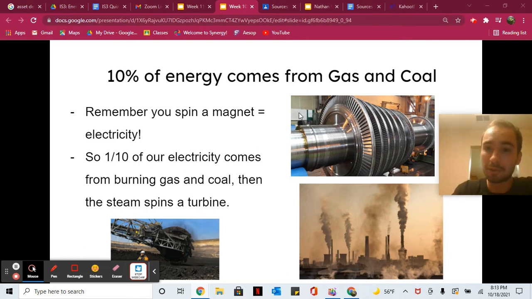10% of our energy comes from burning gas and coal. So you basically burn it to spin a turbine and you get electricity out after. It's inefficient, and not only is it inefficient, but it's bad for the environment because burning all of that natural gas and coal releases harmful carbon dioxide and other air pollutants that warm the planet. Okay, so 10% of our energy in California comes from this. Other places in the world, it's a higher percent.